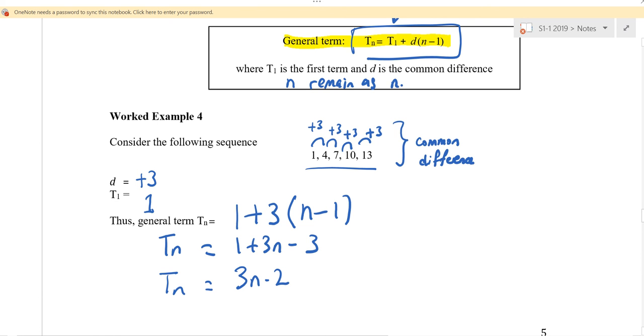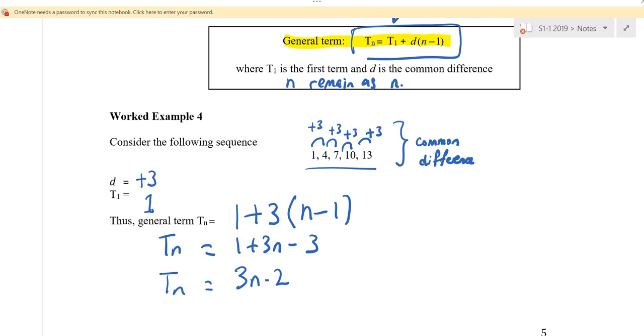Who is confused? Brian, stand up. Confused as in what? How do I even get the first one? No, how do I get the second one? Second one means you tell me one. 1 I copy down, plus 3 times n is 3n. 3 times minus 3 is minus 3.